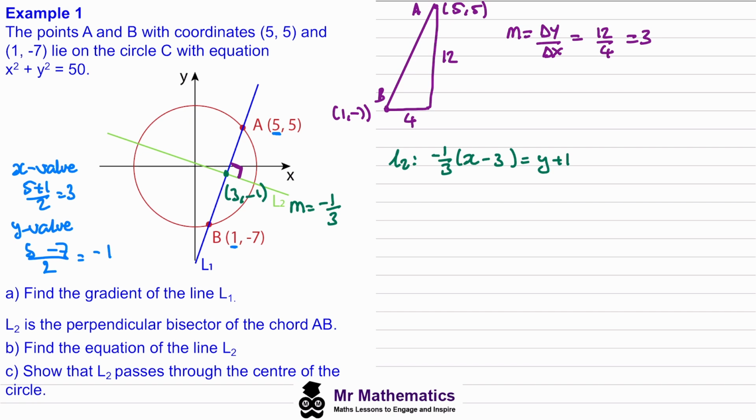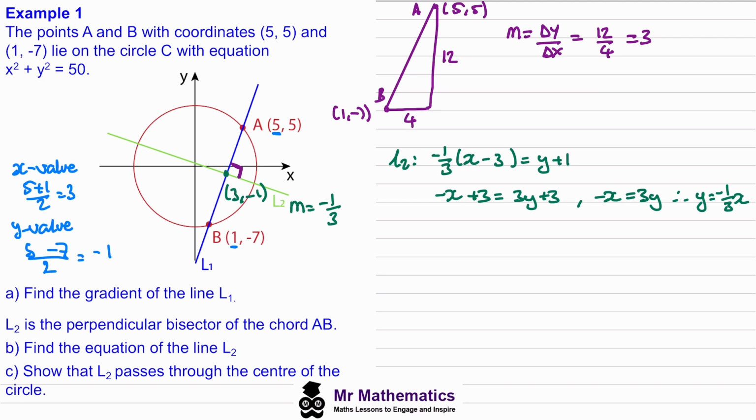So now we can tidy this up by moving this division of 3 to the right-hand side of our equation, and then we'll expand out these brackets. So we get -x plus 3 will equal 3y plus 3. We can take away 3 from both sides, so -x will equal 3y, or therefore y will equal -1/3 of x. Okay, so that's the equation of this line L2.